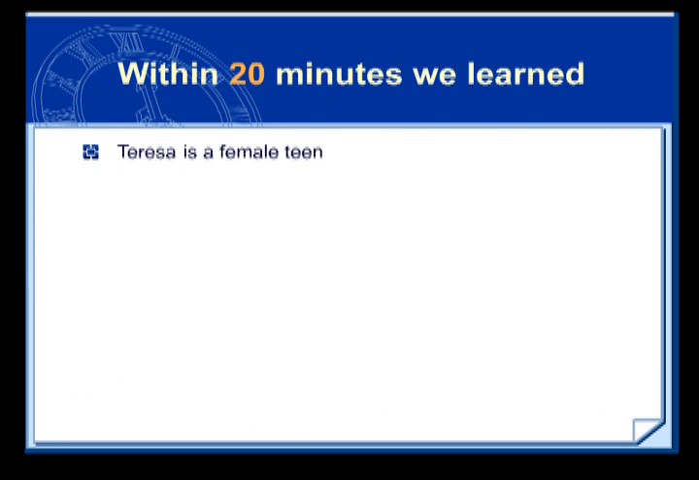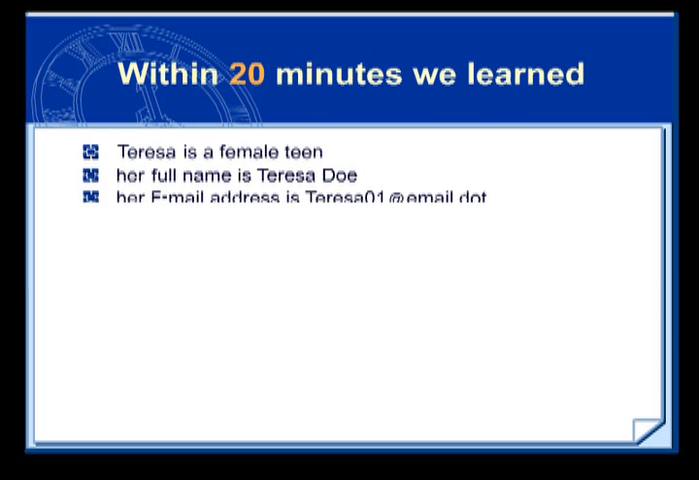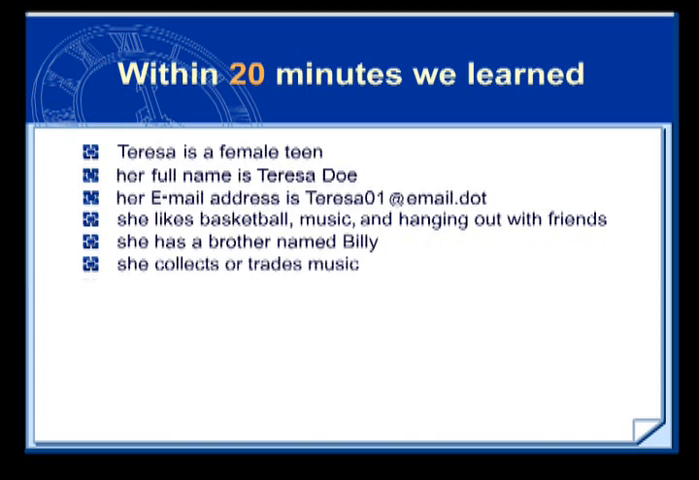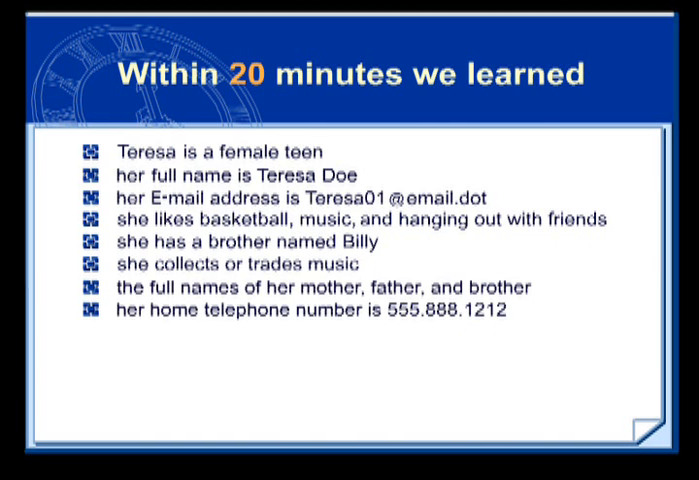We know that she is a female teen. We know her full name is Teresa Doe. Her email address is teresa01@email. She likes basketball, music, and hanging out with friends. She has a brother named Billy. She collects or trades music. We know the full names of her mother, father, and brother. We know her home telephone number is 555-888-1212. We know she's probably home by 5:30 p.m.